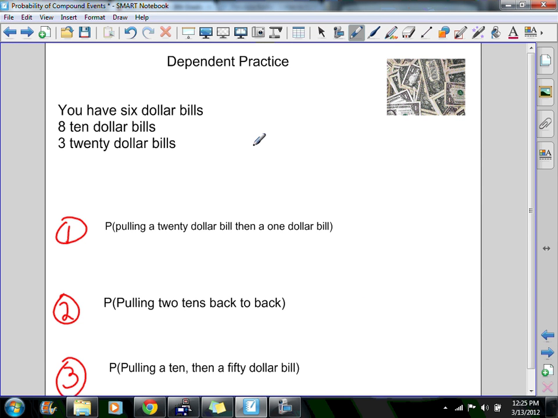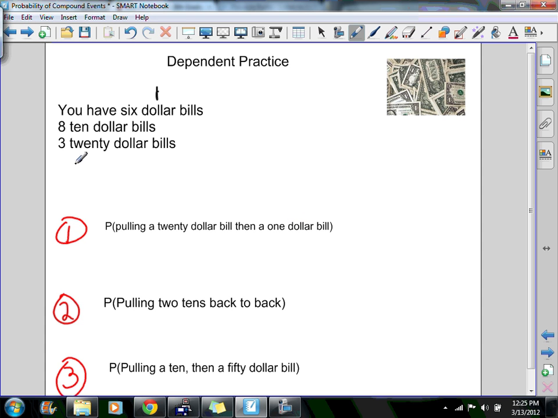So, dependent practice. You have 6 $1 bills, 8 $10 bills, and 3 $20 bills. Everything here is going to be without replacement, meaning if I pull a $1 bill, I'm not going to put that 1 back into the deck. Okay? So, the probability of pulling a $20 bill and then a $1 bill.